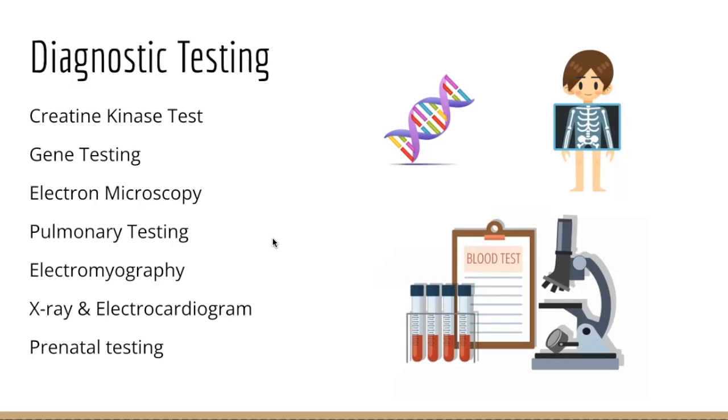We can also do a pulmonary test to test the lungs' capacity, ensuring it is optimal. Electromyography is used to test the muscles to ensure they work properly. X-rays and electrocardiograms are used to test the heart to ensure it's functioning and that there isn't any abnormal enlargement.